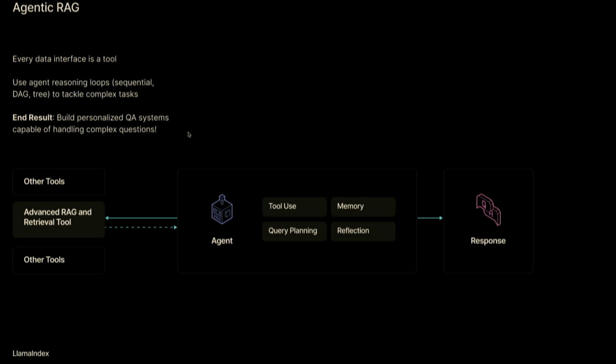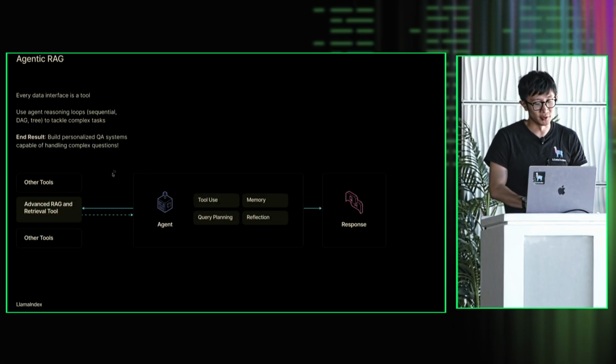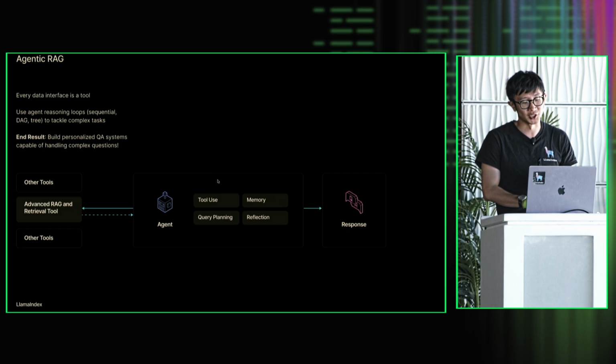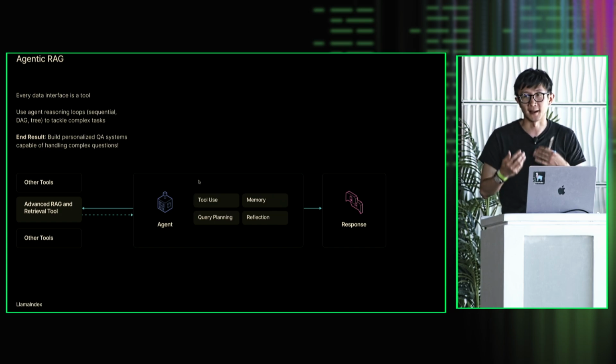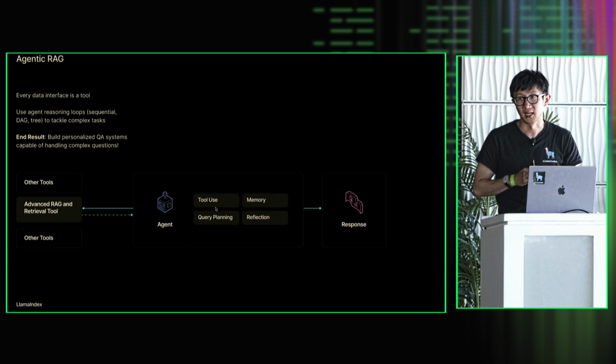The end result, though, if you're able to layer on an agentic reasoning layer on top of your data, is you're able to build a personalized QA system that's capable of handling very complex tasks from the user. Because instead of just taking in a question and directly feeding it to a vector database, by feeding it to this agent reasoning layer first, we're able to process that input in a much more sophisticated way through, again, query planning, query decomposition, tool use, and reflection.